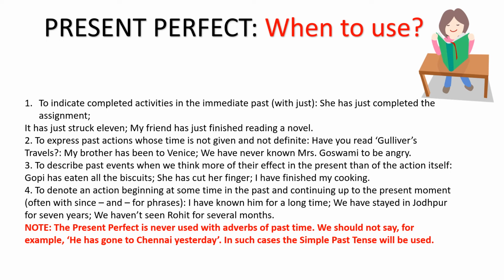To denote an action beginning at some time in the past and continuing up to the present moment. And generally in such sentences we use since and for. And such sentences are also used in present perfect continuous tense. For instance, when you say I have known you for a long time now, yes, you are talking in present perfect tense. We have stayed in Jodhpur for 7 years. We haven't seen Rohit for several months. So in all these sentences you are dealing with present perfect tense.